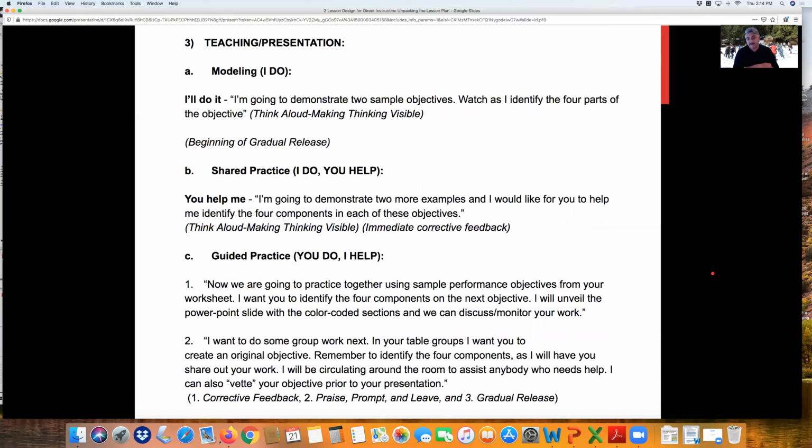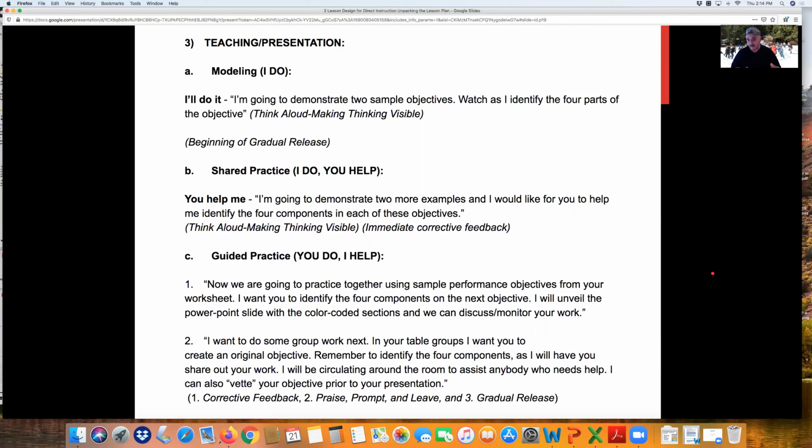And then the other part in the guided practice, I always want to have at least one or two different activities, even though I don't have to always do them both. In this case, what I asked you to do is put you in groups in those Zoom breakout rooms, and I asked you to identify the four components by creating an objective out of thin air and identifying those four components.